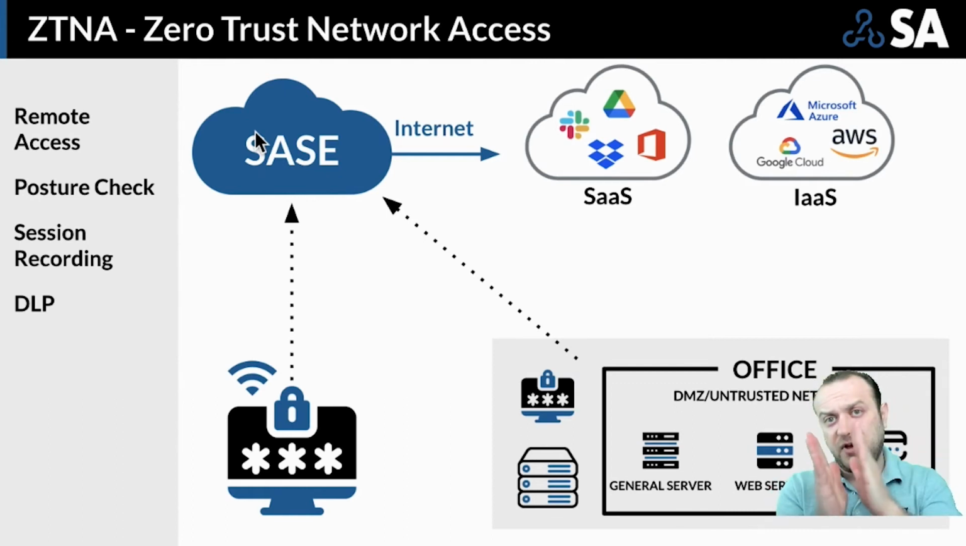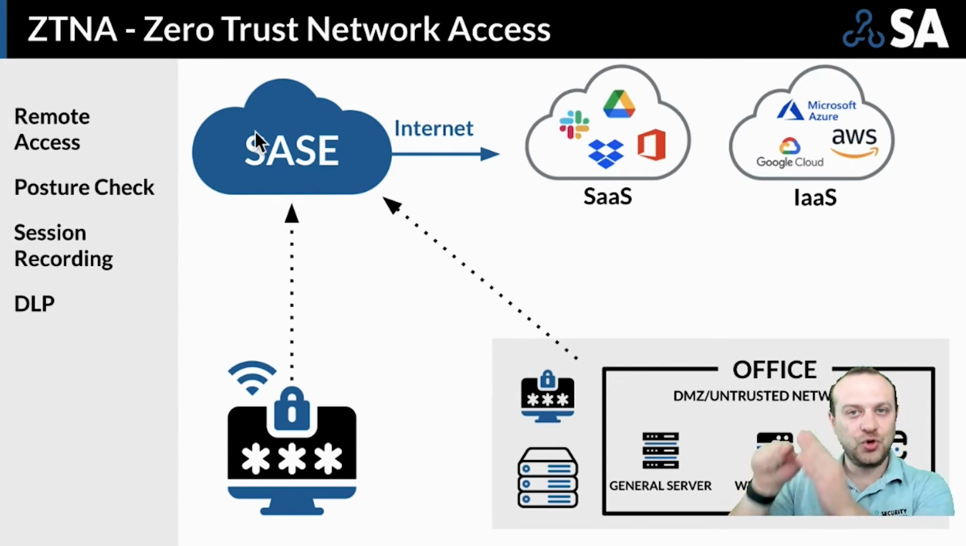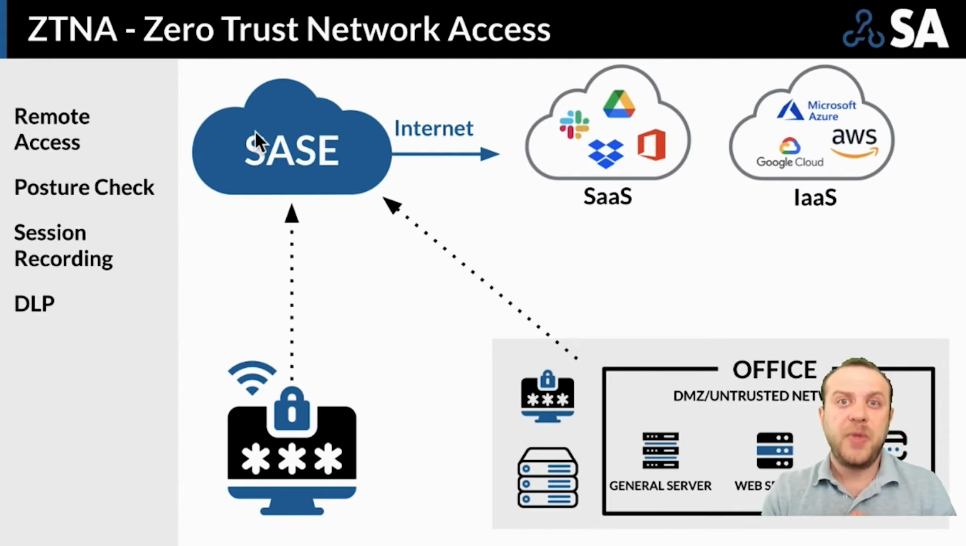It also becomes a very good companion to secure web gateway and firewall as a service, because the firewall as a service will protect your outbound browsing, and ZTNA will protect you when you go back to the office, versus right now, many companies still do what we call full tunneling. They tunnel the entire traffic back to the office, then it goes to the firewall, to the internet.